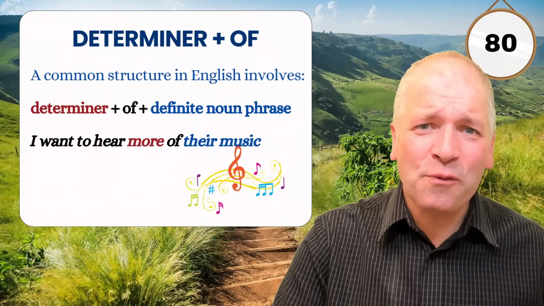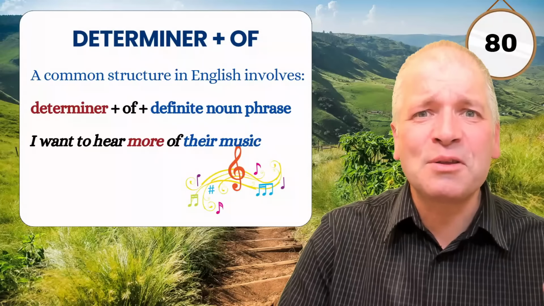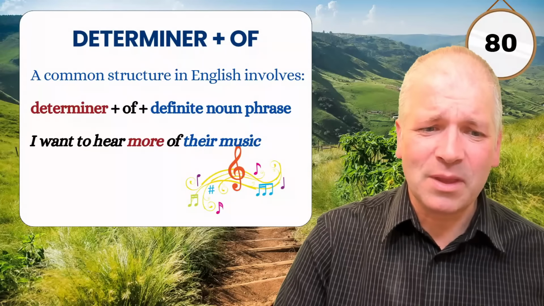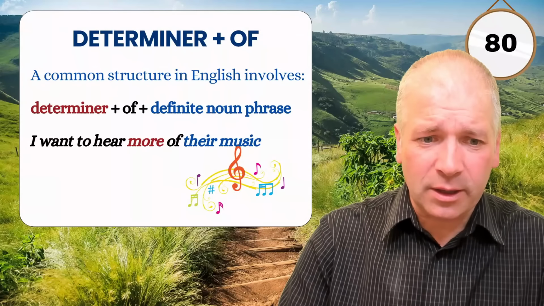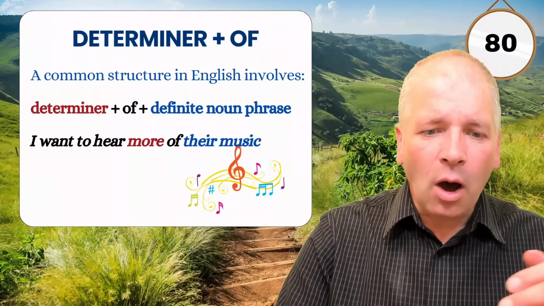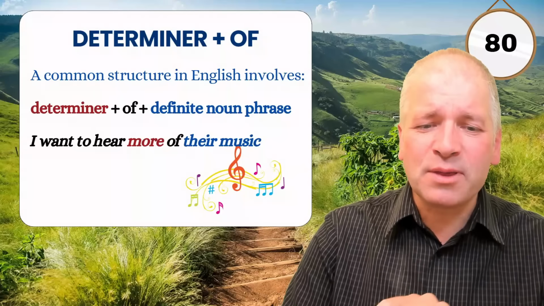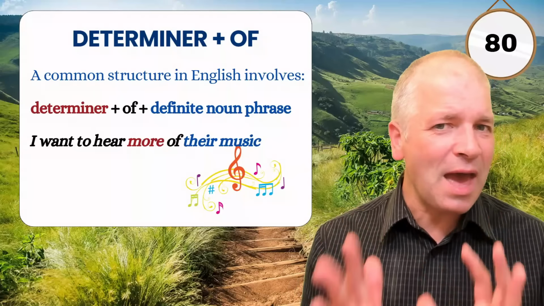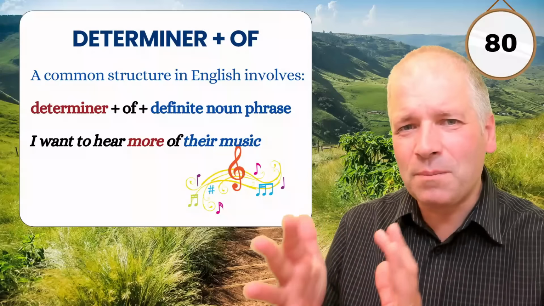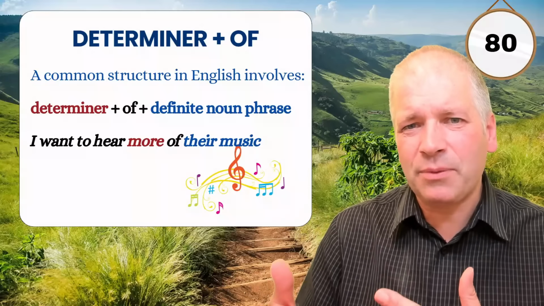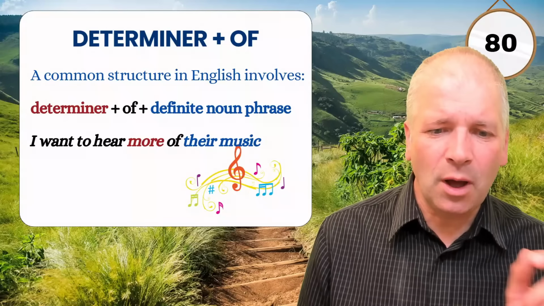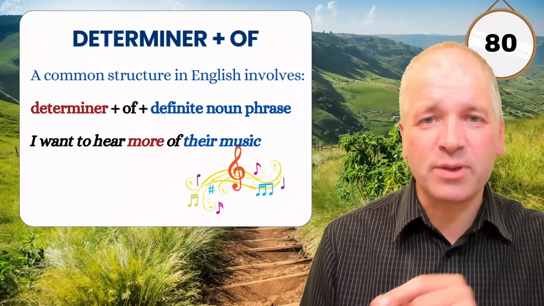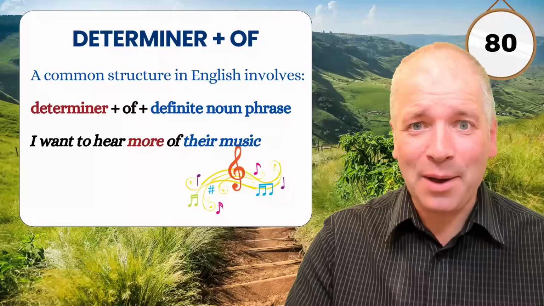Determiners can go before of with a certain structure. Look at these. I want to hear more of their music. More is a determiner of, and then their music is a definite noun phrase because there is definite for the music. It turns the music into something more specific. And that's a phrase we often have. Determiner of, and then their music. Determiner followed by a noun.